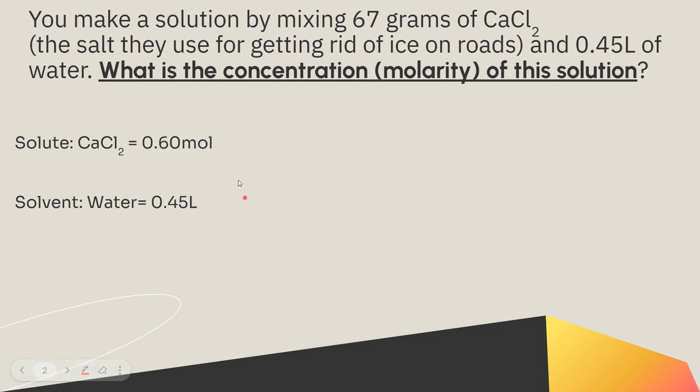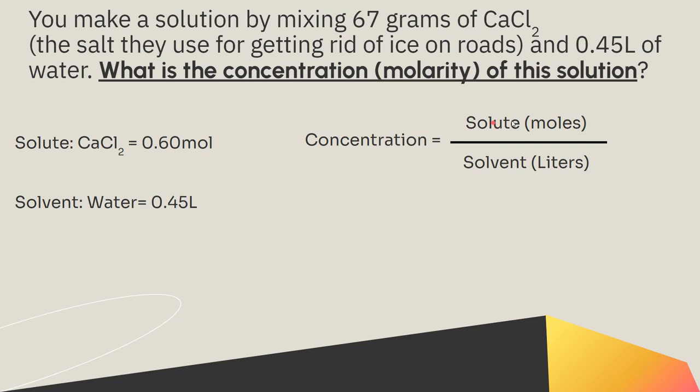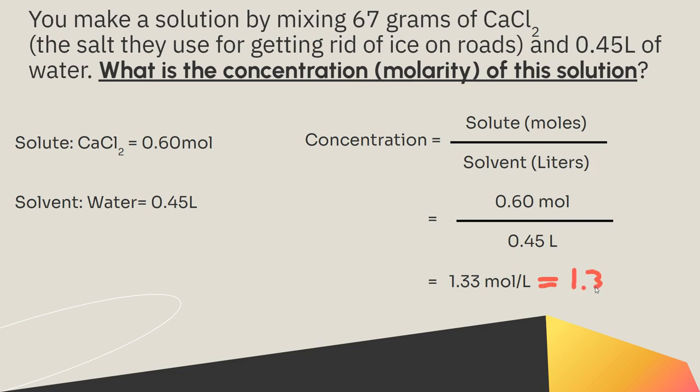Now that I have moles and liters for solute and solvent, the concentration is pretty simple. Concentration is equal to solute in moles divided by solvent in liters. So if I plug in those two amounts, 0.60 moles divided by 0.45 liters, and if I do this division, you'll see I get 1.33 moles per liter. And as a quick side note, moles per liter is oftentimes abbreviated by just a capital M. That's the same exact thing as saying moles per liter. It's the solute per solvent.